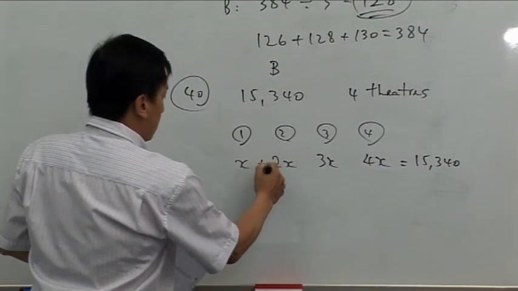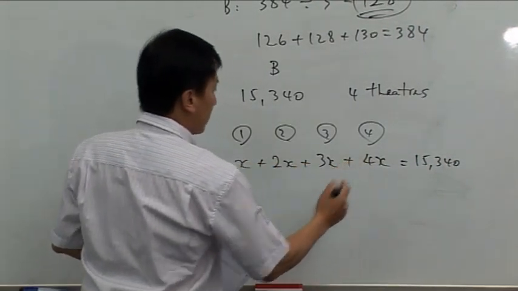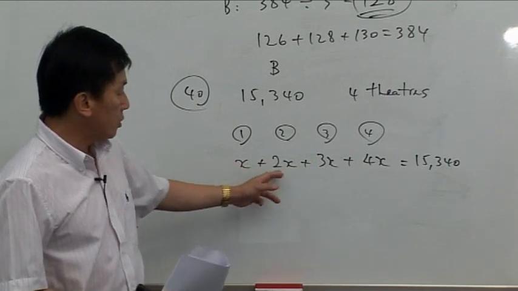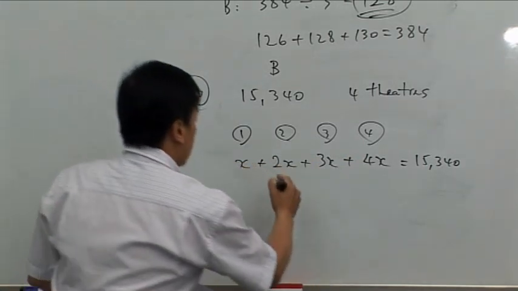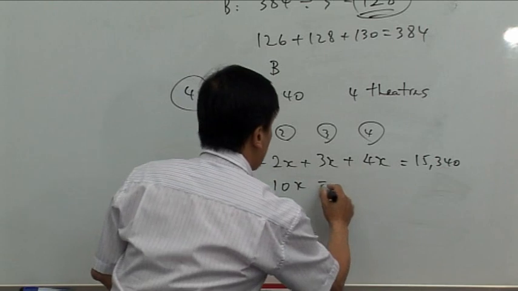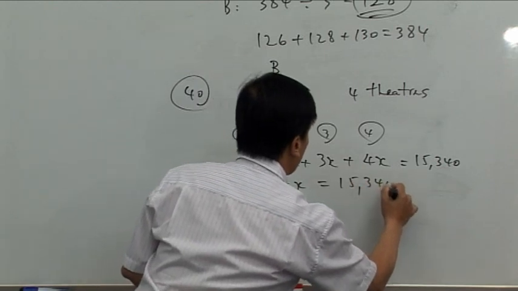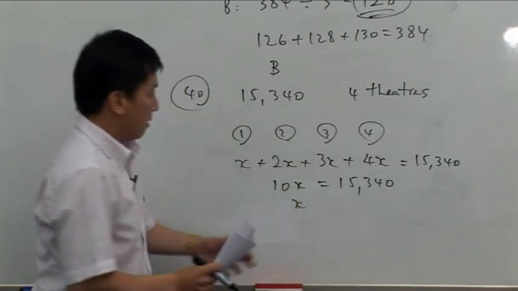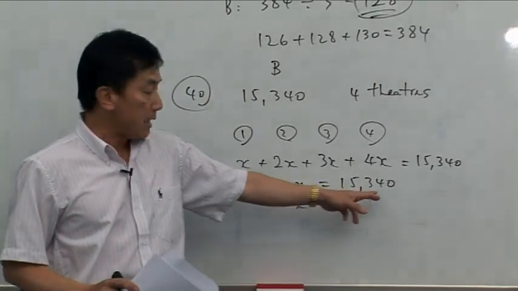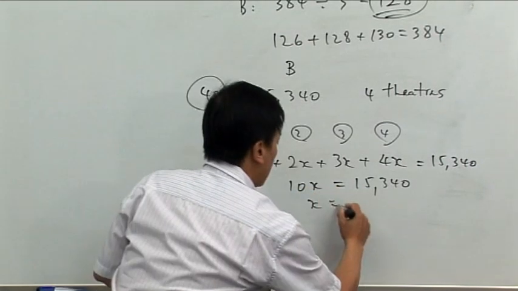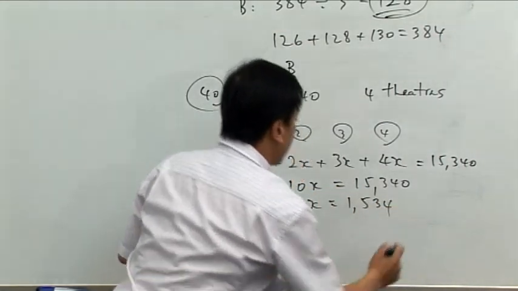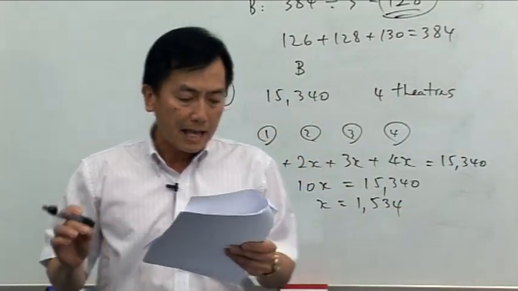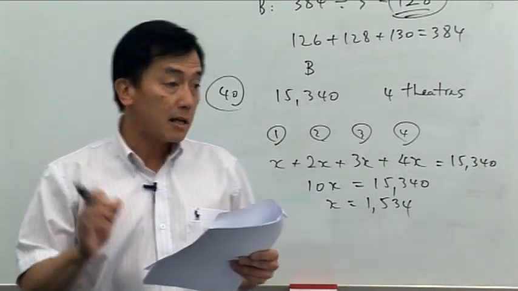Now we've got x plus 2x plus 3x plus 4x. So that's going to be 1 plus 2 plus 3 plus 4. That's going to give us 10x equals 15,340. Now x equals 15,340 divided by 10. That would give us 1,534. Now the question says, how many seats are there in Theatre number 3?